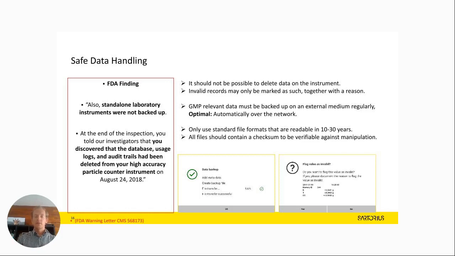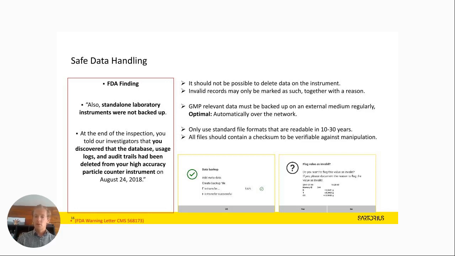Besides safe data transfer, there is an interesting point. Invalid records may only be marked as such together with a reason. Now you might be asking, yeah, but invalid data, I don't want to have that. Yeah, but we don't want to delete any data, and it shouldn't be possible to delete any data. So we want to have everything recorded. Now let's imagine someone goes, for example, with a balance, someone weighs something but forgets to tare, or there is something wrong. I made a mistake. Should I now just put it away and then go on? No, I need to document that.